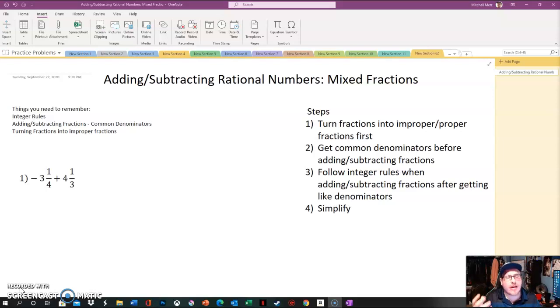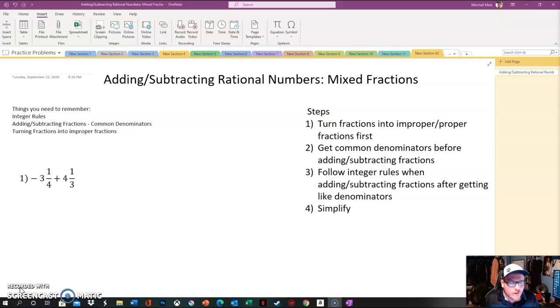There's a few things you have to keep in mind when you're doing this. When you are adding these rational numbers, you need to remember your integer rules, because the ones that have signs are going to mean you have to follow the rules of integers. When you're adding and subtracting fractions, you need to have a common denominator, meaning the bottom numbers in your fractions need to have the same number, because you have to have the same amount of parts when you're adding or subtracting fractions. And then finally, turning your fractions into improper fractions. That makes it a lot easier when you're doing them, so we don't want to deal with mixed numbers.